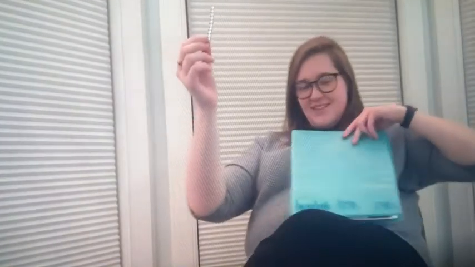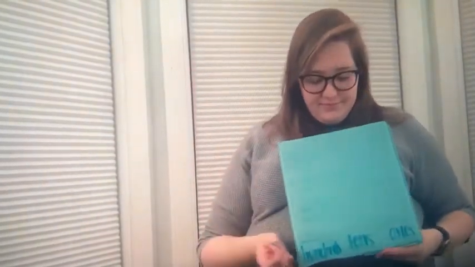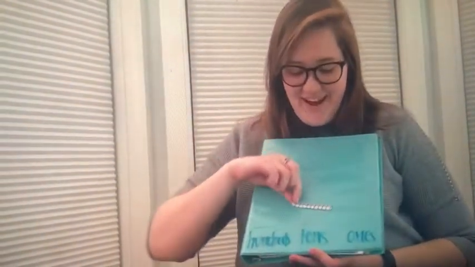Okay, let's count it together. How many individual blocks are on this? 1, 2, 3, 4, 5, 6, 7, 8, 9, 10. Perfect. It is a 10 block stick. So, what place do you think this one would belong in our hundreds, tens, and ones? Tens, you're right. Absolutely, that is where it would belong.